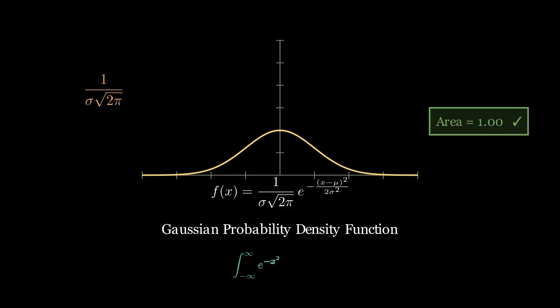Putting it all together, this is the complete Gaussian probability density function. Every bell curve you've ever seen is described by this single equation, determined entirely by its mean and its standard deviation. But why does this shape appear so often in the real world? The answer is one of the deepest ideas in all of mathematics, the Central Limit Theorem.